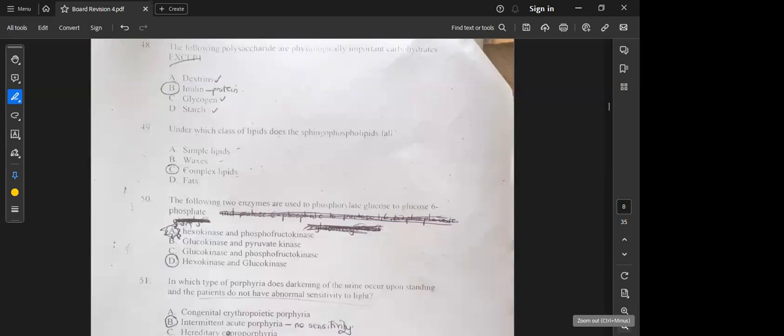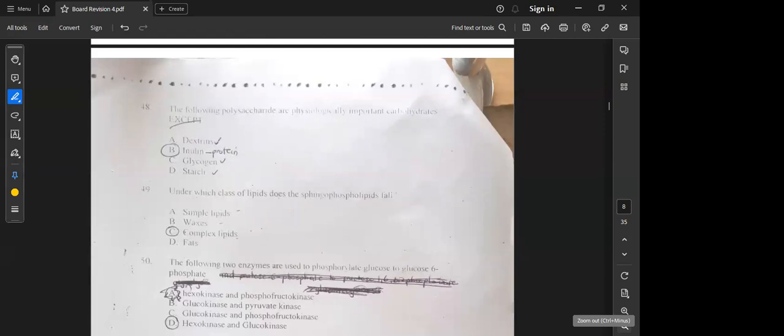I think it's found in soy. Inulin is found in plants. Perhaps the other thing I think is that inulin cannot be absorbed from the stomach, or from the GIT. So I think that also makes it physiologically non-important. Just my thoughts, but I agree with Spider-Man that inulin is the answer there. Yeah, non-digestible carbohydrate, yeah.